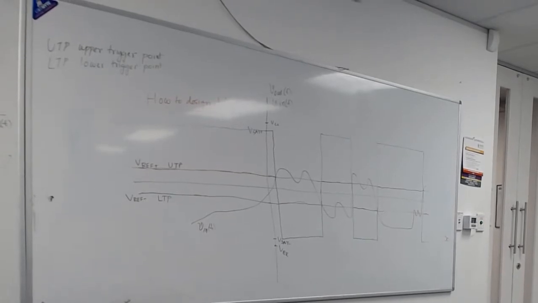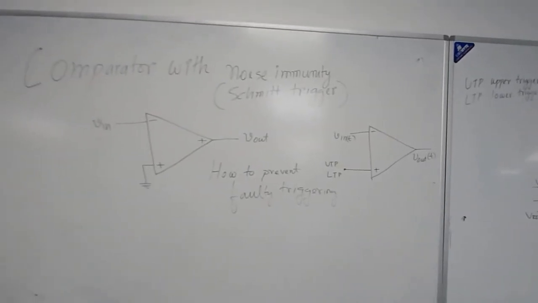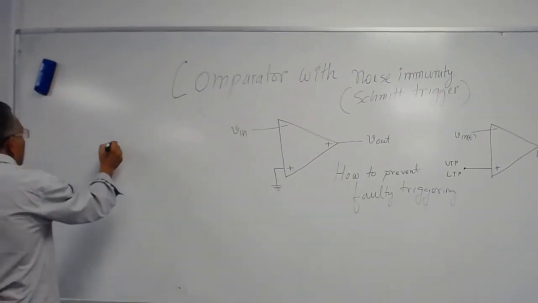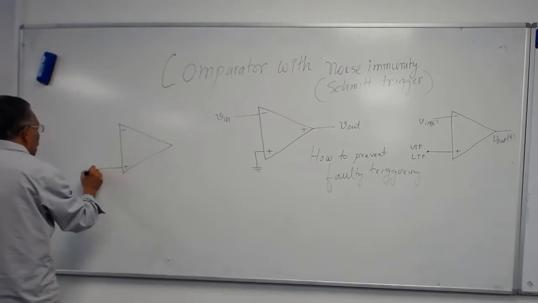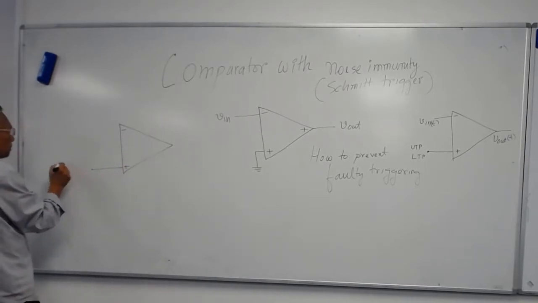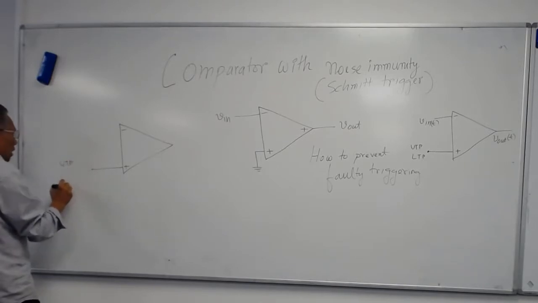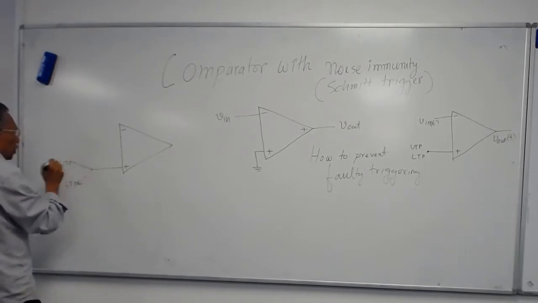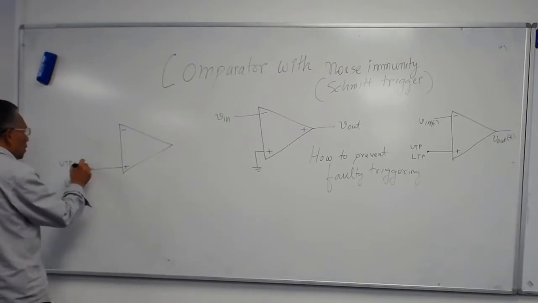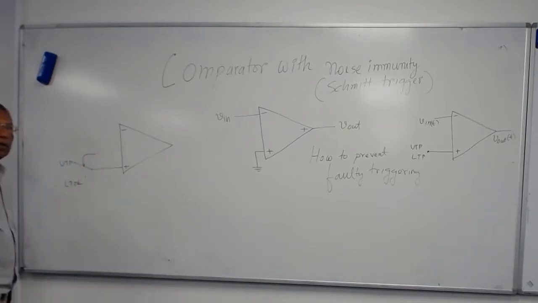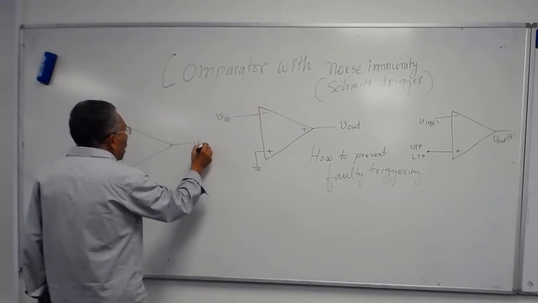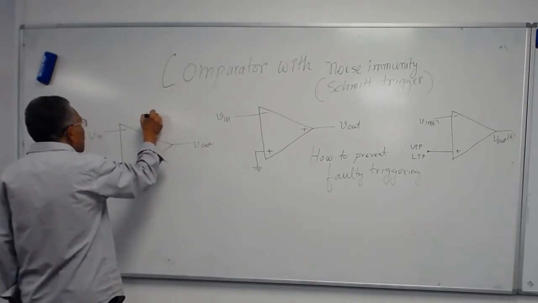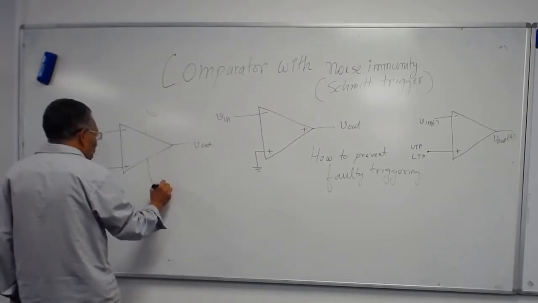So you can build your system like this, you know? So you can progressively go like this, you know? Minus, this is plus, and what you need is an upper tripping point and a lower tripping point, and a switch. Okay, so you have a switch, either this one or this one, and this is your V input here, and this is your V output here. This is your VCC and this is your VEE. Okay?